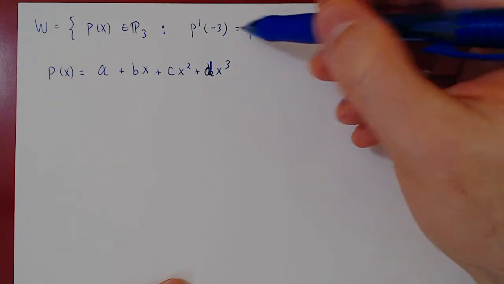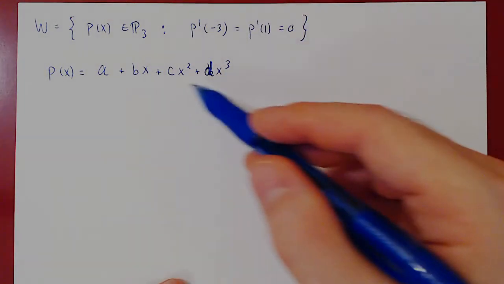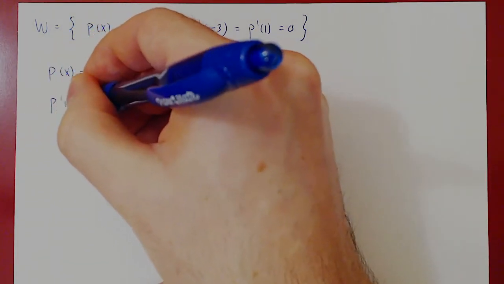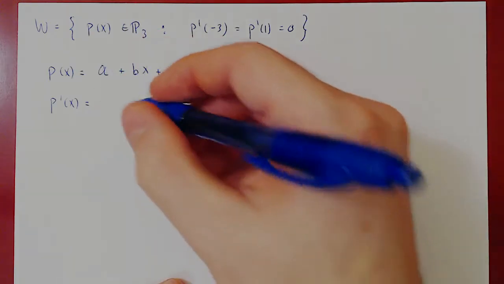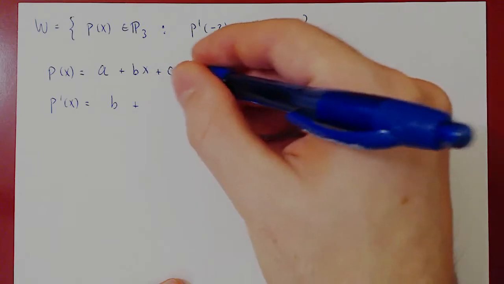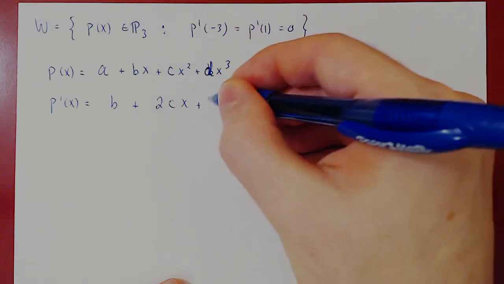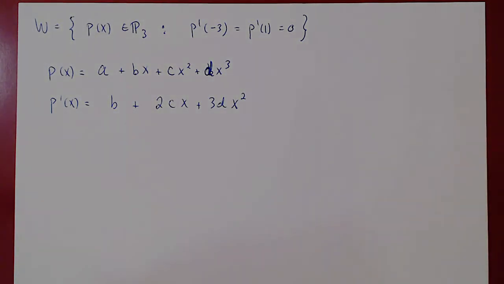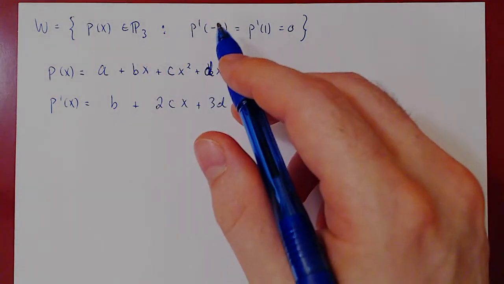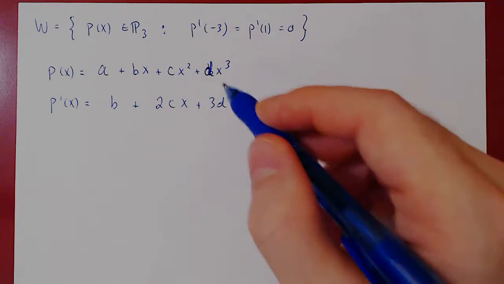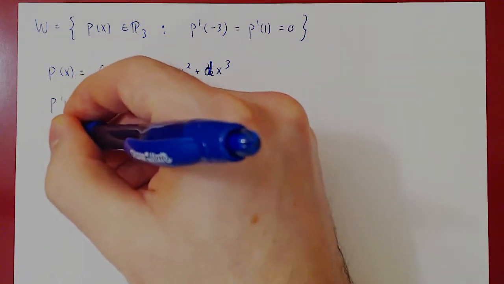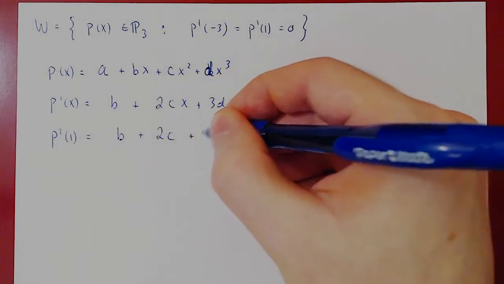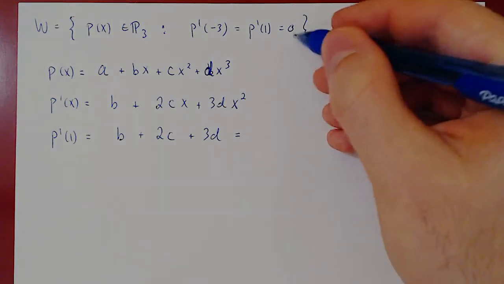And now let's see how the conditions will affect the way our polynomial looks. We need to find the derivative, so P prime of x, let's differentiate. The derivative of a constant is 0, plus b plus 2cx plus 3dx squared. This is the derivative of p. And now let's evaluate the derivative at x equals 1 and negative 3. So p prime of 1, let's replace x by 1, gives us b plus 2c plus 3d, and this equals 0.